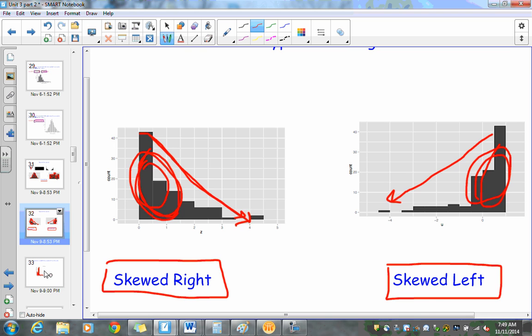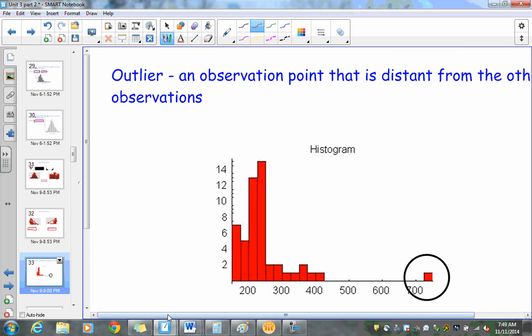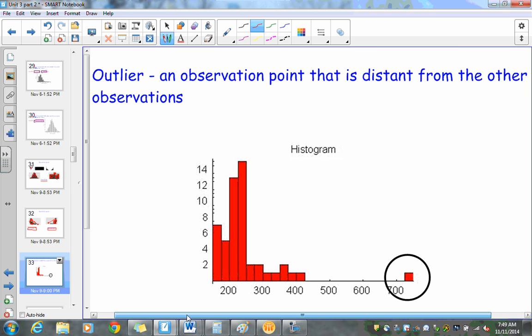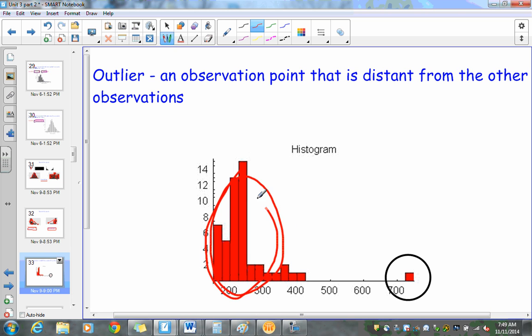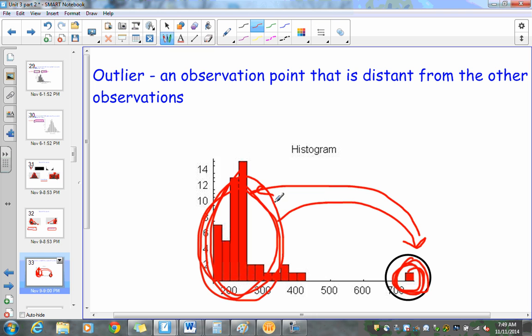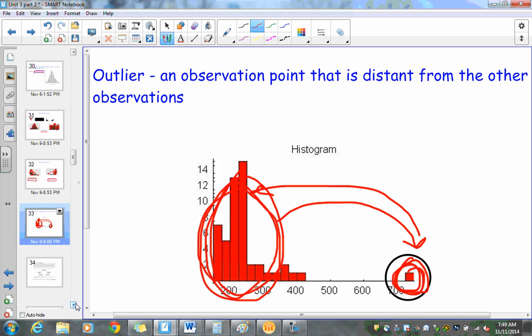Okay? Last one. An outlier. An outlier is an observation point that is distant from other observations. Notice that all my information is right here, and then all of a sudden I just have this one thing or one person way over here. This would be an outlier because this information is not connected to this information in a way. So you would say that is the outlier, or maybe the exception. Sometimes you can look at it like that.